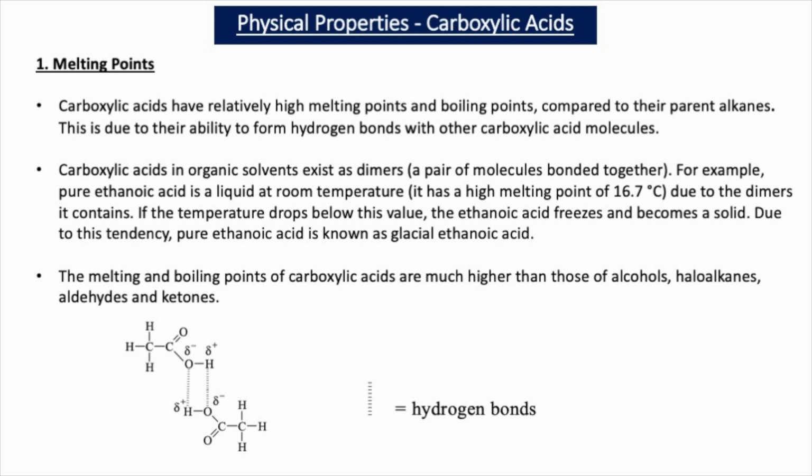Now, if the temperature of ethanoic acid drops below 16.7, the ethanoic acid freezes and becomes a solid. Due to this tendency, pure ethanoic acid is known as glacial ethanoic acid. The melting point and boiling points of carboxylic acids are much higher than alcohols, haloalkanes, aldehydes, and ketones. And the following diagram shows two molecules of ethanoic acid hydrogen bonding to each other and existing as dimers.